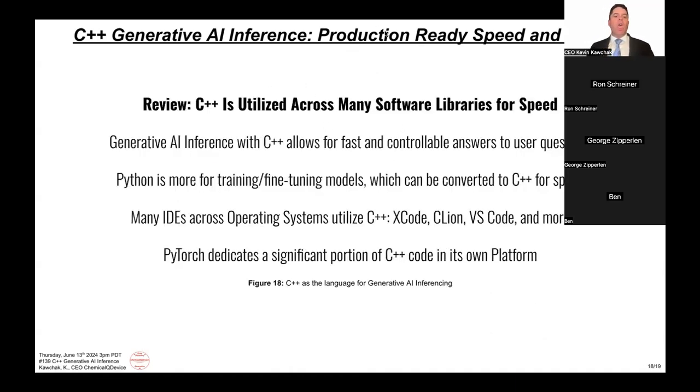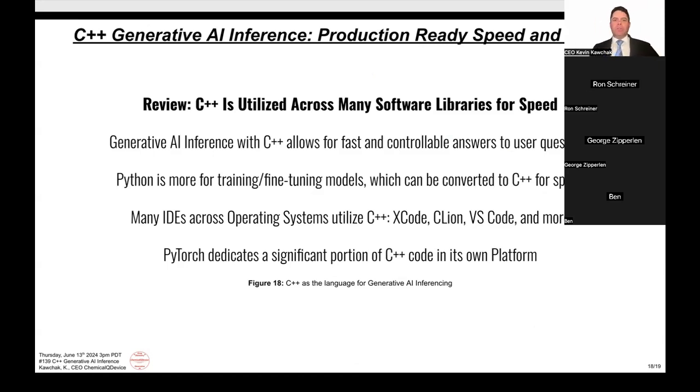So as a review, C++ is utilized across many software libraries for speed. Generative AI inference with C++ allows for fast and controllable answers to user questions. And I've got a nice little kind of research table from a paper on the next slide that supports that. And Python is more for training, fine-tuning models. Say you get the parameters, you have the architecture, you use PyTorch or TensorFlow with Python to do that. And then you can convert to C++ for speed.